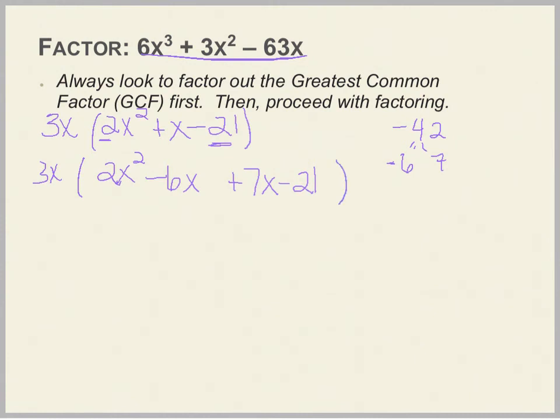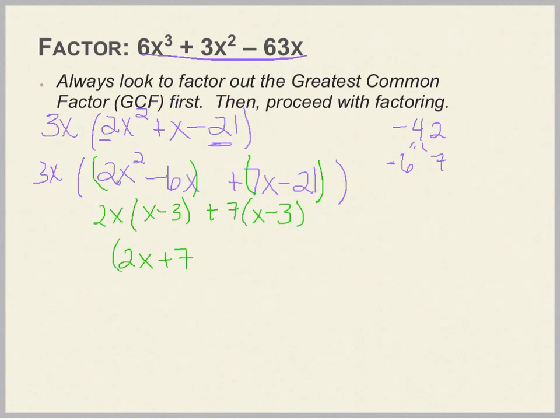Notice I have not changed that trinomial. 7x minus 6x is x. And now I want to continue by factoring by grouping. So I'm going to group my first 2 terms and my second 2 terms. For my first two terms, I can take a 2x out, leaving x minus 3. And in my second terms, I can take a 7 out, leaving x minus 3, meaning this trinomial factors into 2x plus 7 times x minus 3.